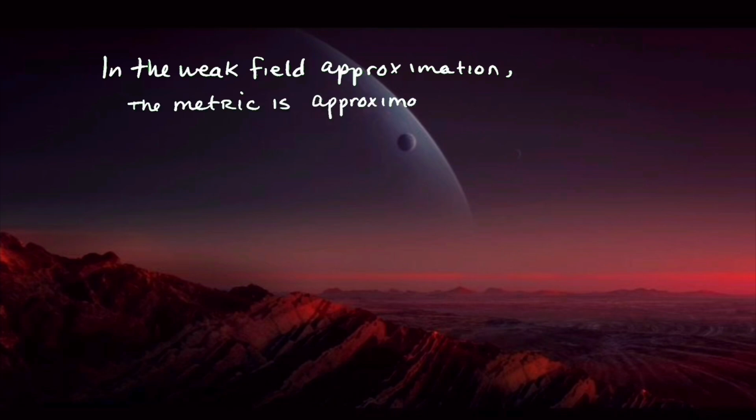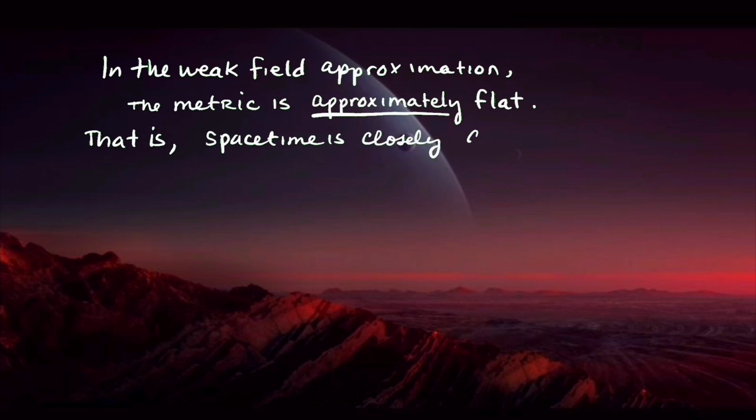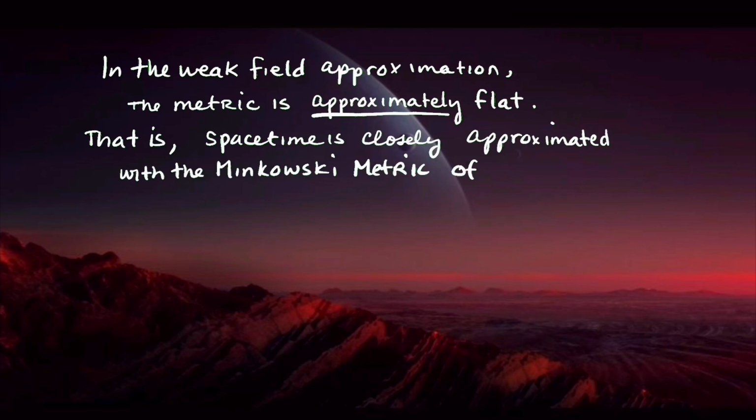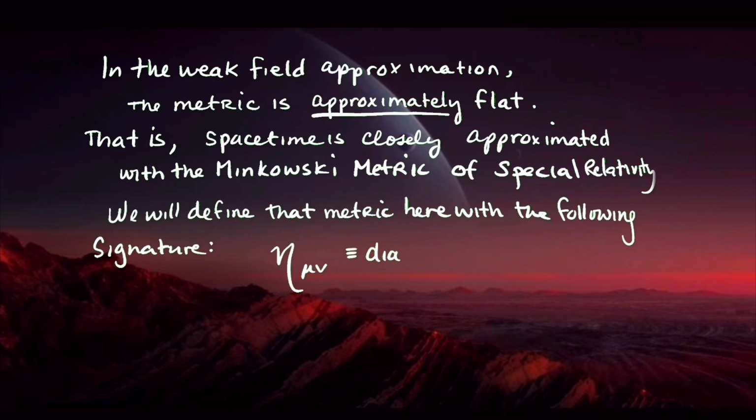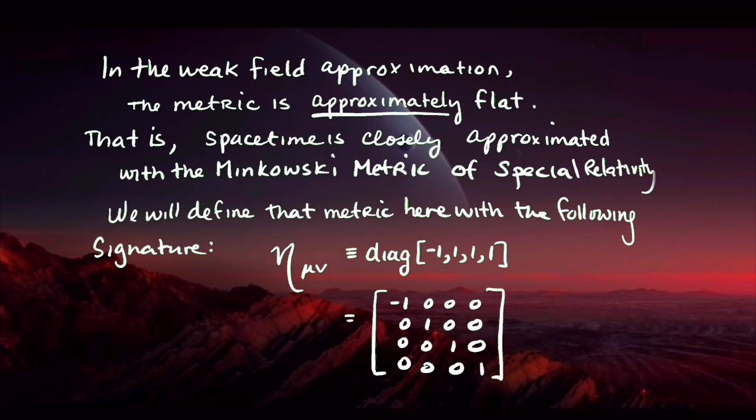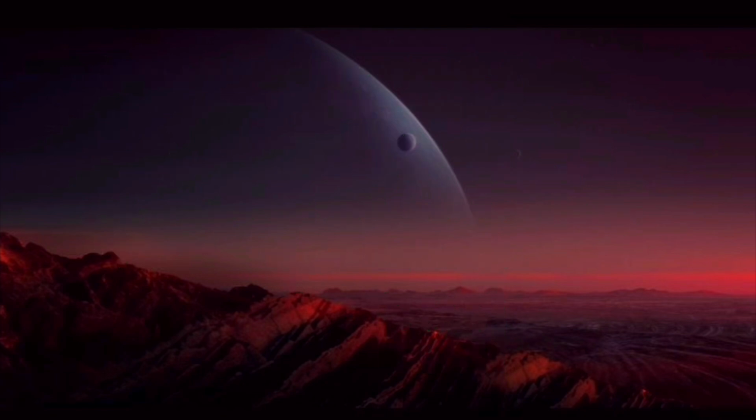Now, one notes that in the weak field approximation, the metric is approximately flat. That is, spacetime is closely approximated with the Minkowski metric of special relativity. We will define that metric here with the following signature. On the diagonal, we have the time component -1 and the spatial diagonal components +1. So the signature is -1, 1, 1, 1.